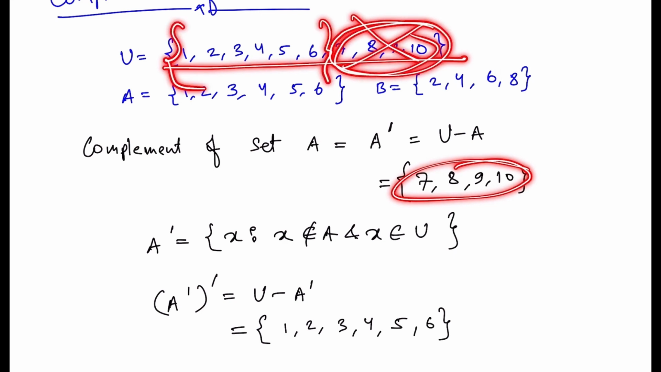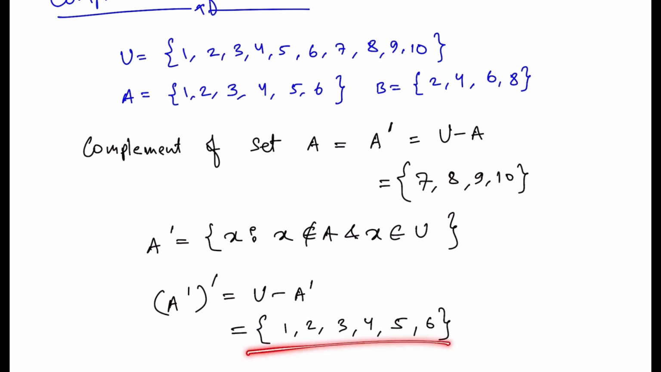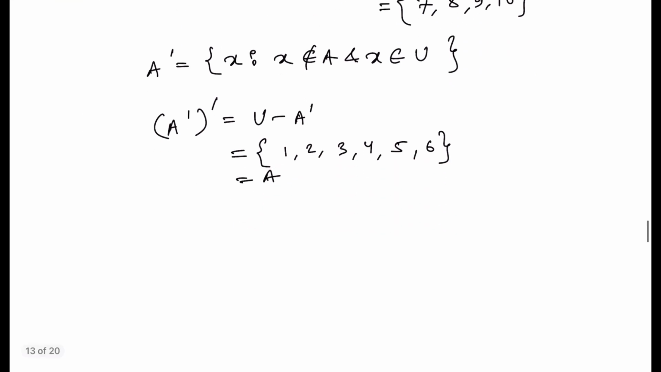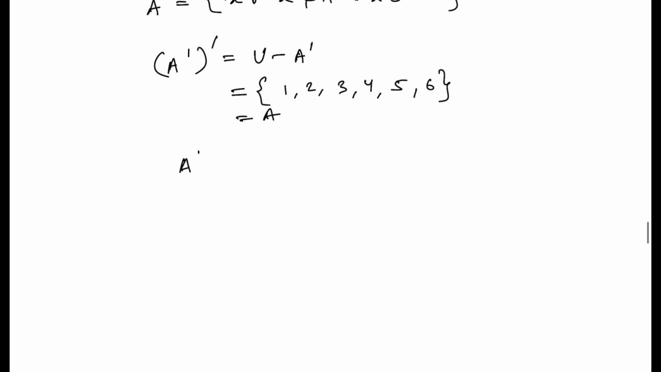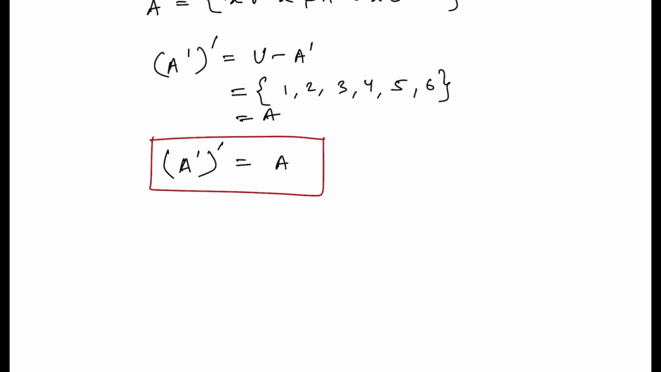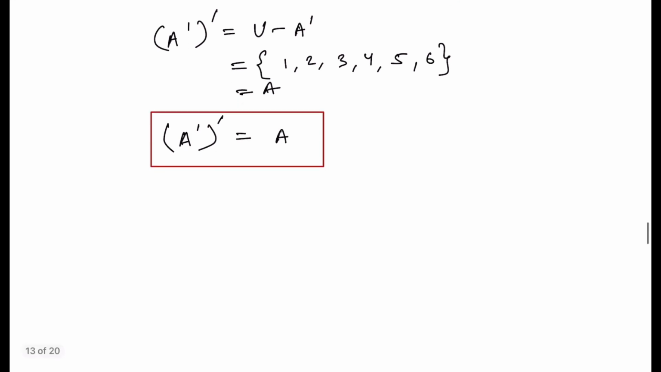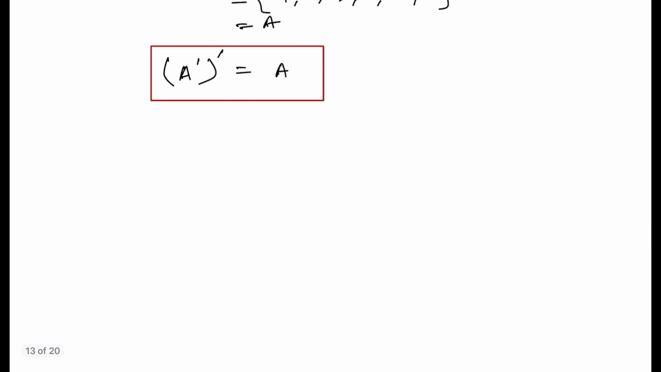So if you remove these elements from the universal set, you will get again the elements of A. That means this is equal to A. So this is basically the property that the complement of the complement of A is equal to A. This is the property of complement. And we can understand this by a Venn diagram also.